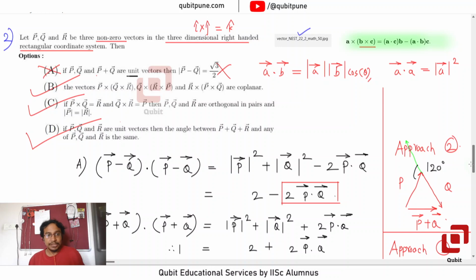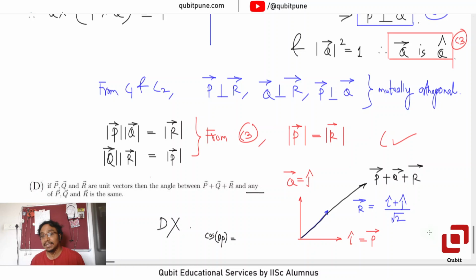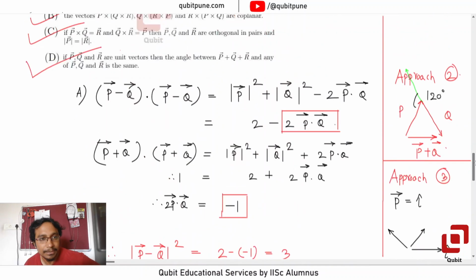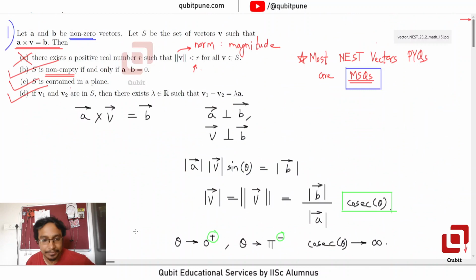And for option D, I couldn't figure out any other way apart from the counter example that came to my mind, that if you take P and Q as I, J, and R bar as I plus J by root 2, then the angle is not the same. Okay, fine. So that's with this question. Basically it has made use of everything that we know about vectors except perhaps scalar triple product.